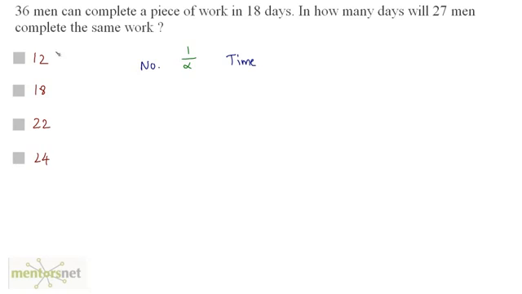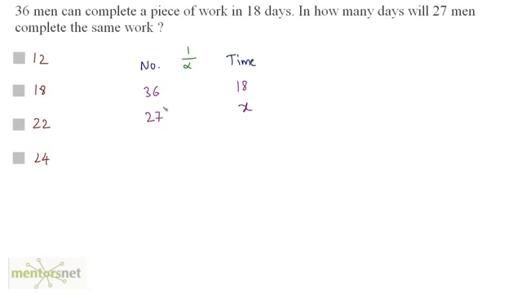Okay, now let us feed the data here. We have 36 men who complete the piece of work in 18 days. So the time taken is 18 days and the number of men is 36. In how many days will 27 men complete the work? So the number of men is 27. The time is what we have to find out. So let it be X.